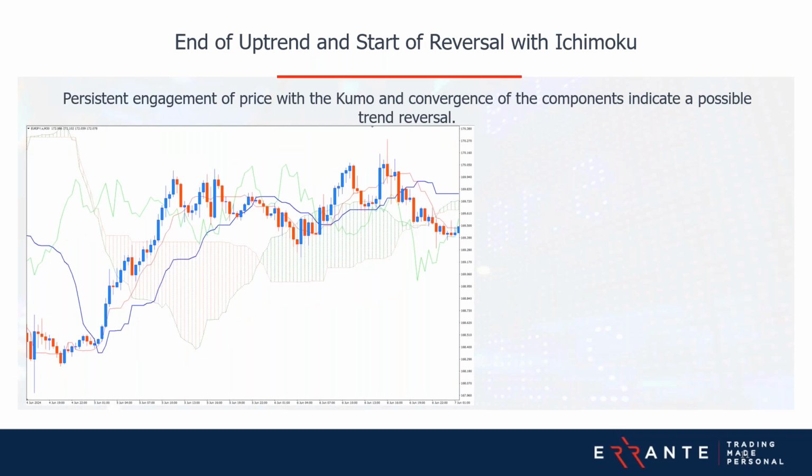Now we've arrived at the crucial part of our analysis with the Ichimoku indicator: identifying the end of an uptrend and the start of a bearish reversal. Recognizing these signals is vital for safeguarding gains and strategically positioning for potential downtrends. Let's delve into the indicators that signify this transition.